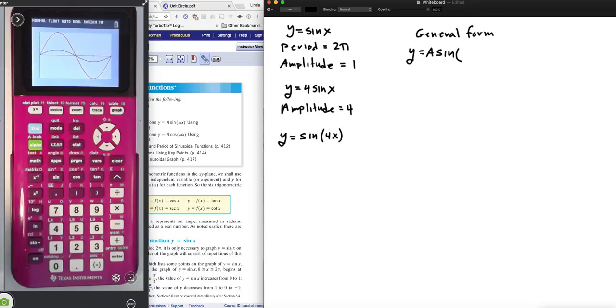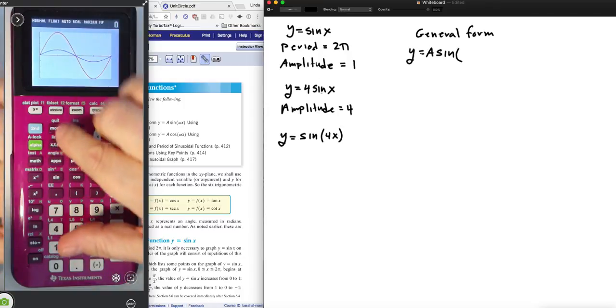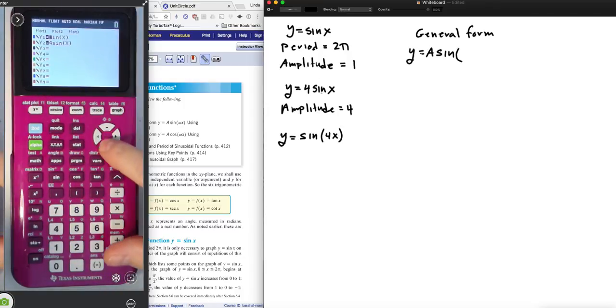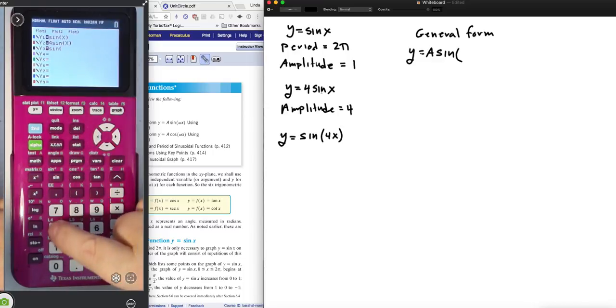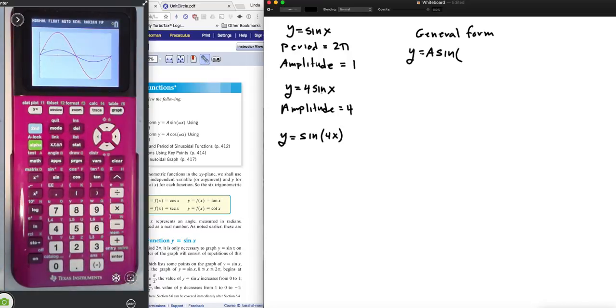All right, let's see what happens. Okay, I'm not gonna change anything on my other two functions, but I'm gonna come down here now and go sine 4x. And let's see what happens with this new graph. All right, take a look at this. All right, what just happened here? Between 0 and 2 pi, I ended up with 1, 2, 3, 4.